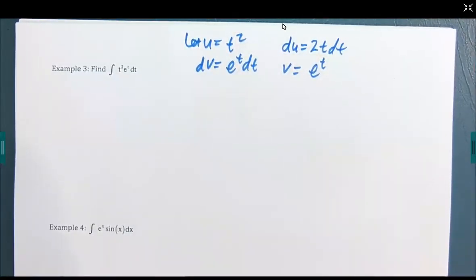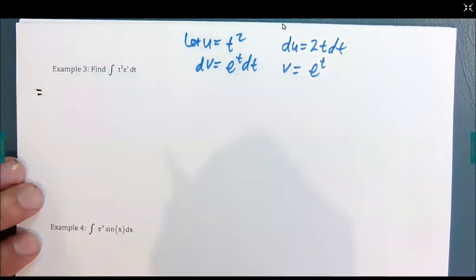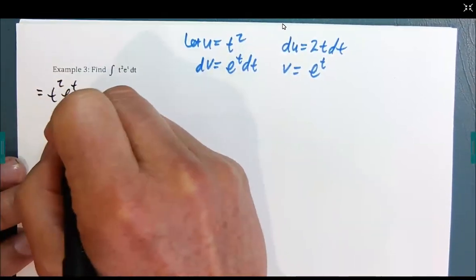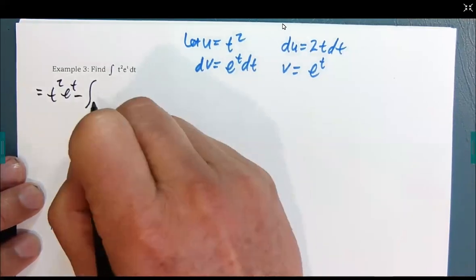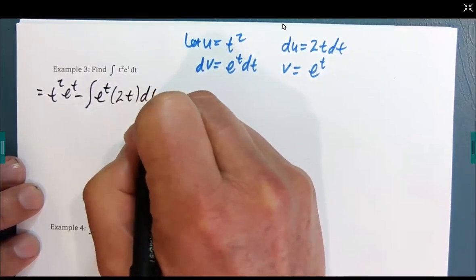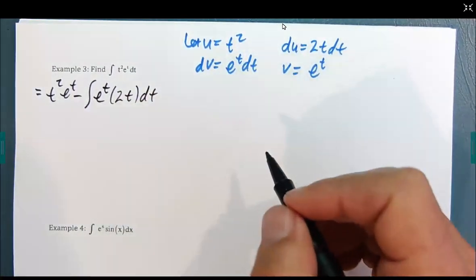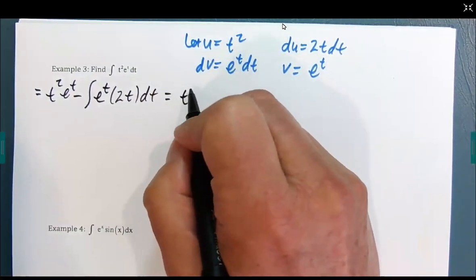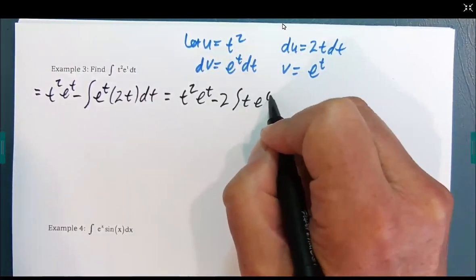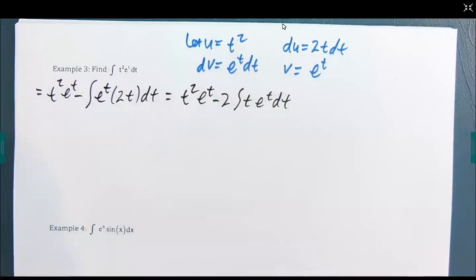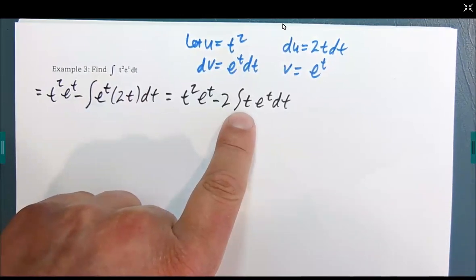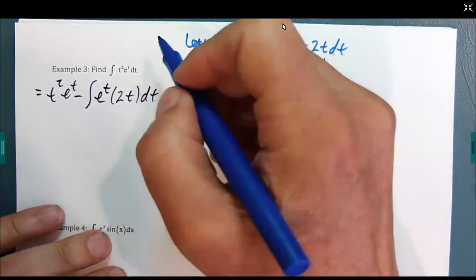So let's do one round of this. We're now going to get u times v, t squared e to the t, minus the integral of v, e to the t, du, which is 2t dt. And you'll note, I'm going to rewrite this here. You'll note that the t squared that I had originally has dropped down to become a t. Well, what that means is I now have to do the entire process again.